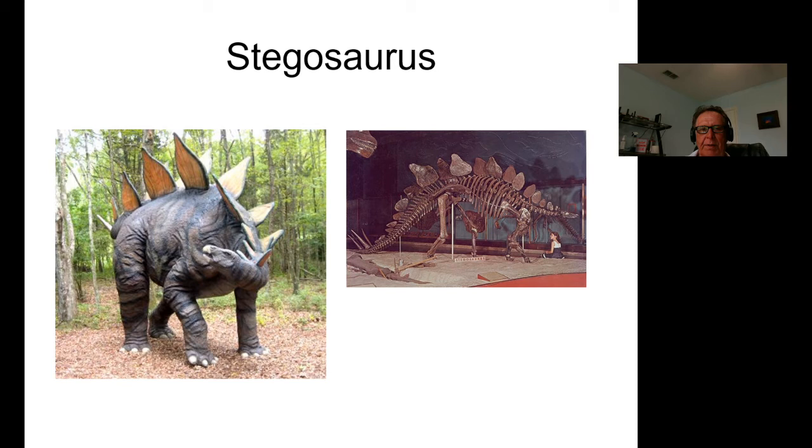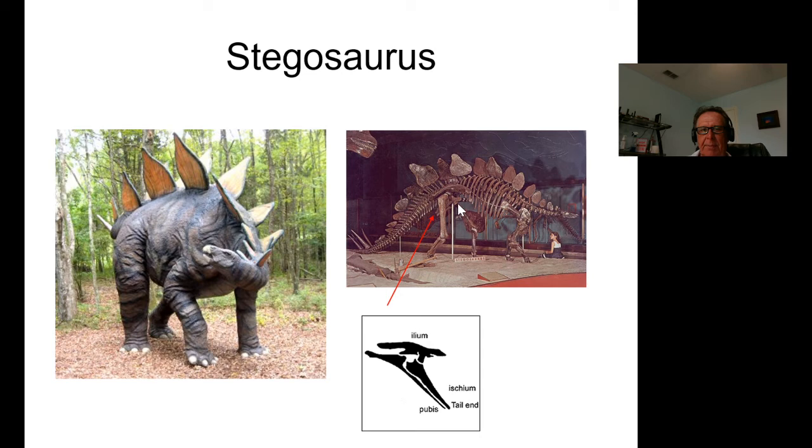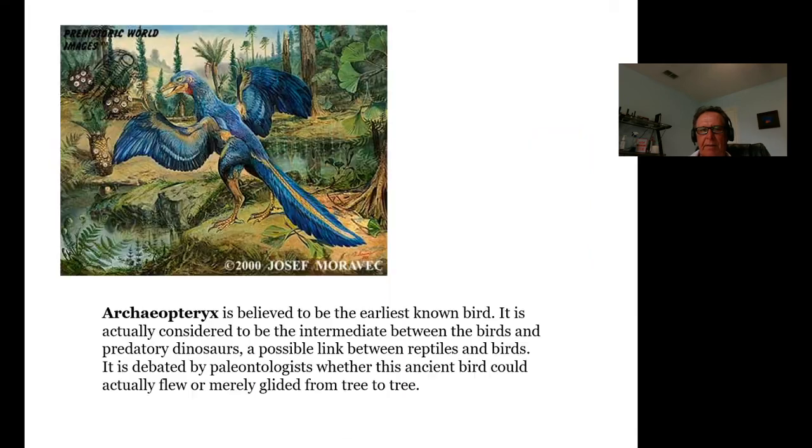Stegosaurus shown here, another famous dinosaur. This is one of the ornithischians, and if you look at the hip bone here in Stegosaurus, you can see that both bones are pointed towards the back, so this would be an ornithischian dinosaur.